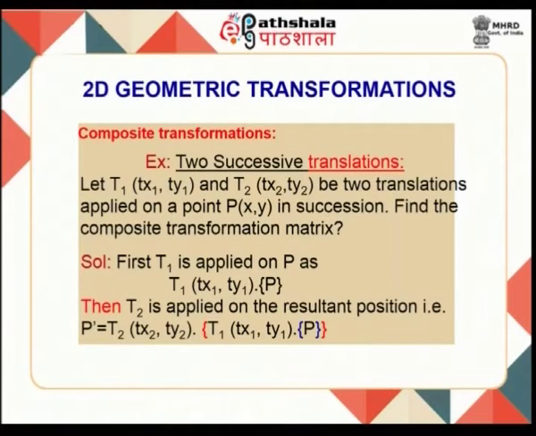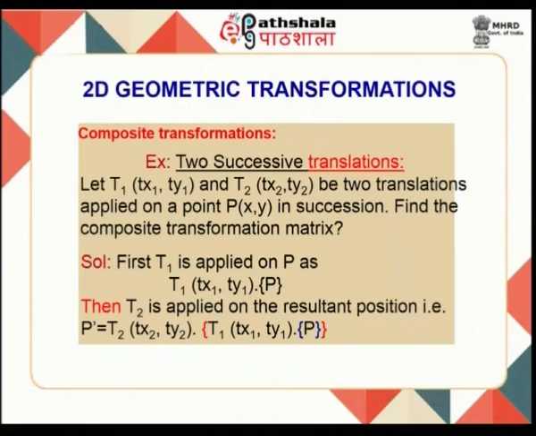Let us look at the first example that talks about a composite transformation. The example is about 2 successive translations. Assume that you have to perform 2 successive translations, a translation and again a translation. Let T1 be the first translation with the components Tx1, Ty1, and let T2 be the next translation with Tx2 and Ty2. A point P is there on which these 2 translations are applied in succession. What will be the end result, or the end coordinates?